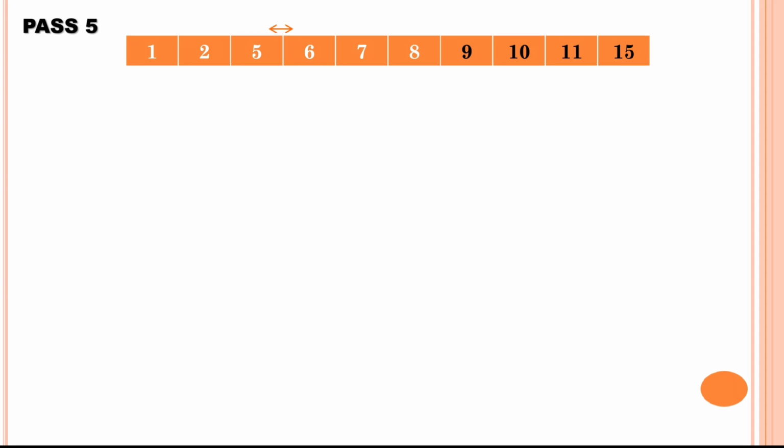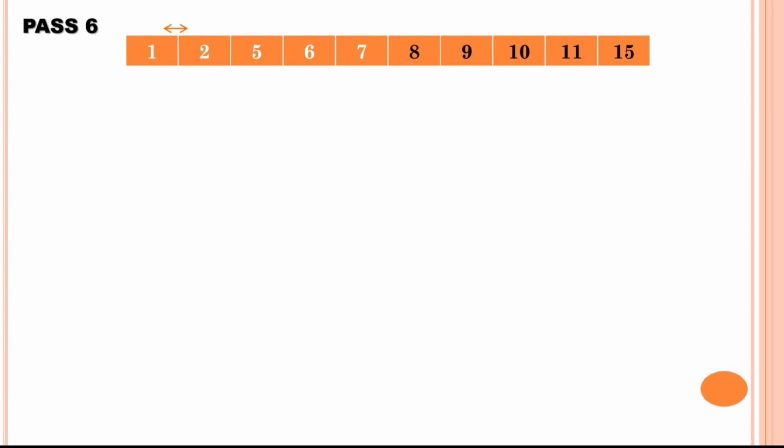Again 5 and 6, here also no swapping is required. Similarly for the next 2 pairs 6, 7 and 7, 8, there will be no swapping. So we have reached the end of pass 5, and next we will start pass 6 with the first 5 elements only. The first pair here is 1 and 2. There will be no swapping here as 1 is less than 2.